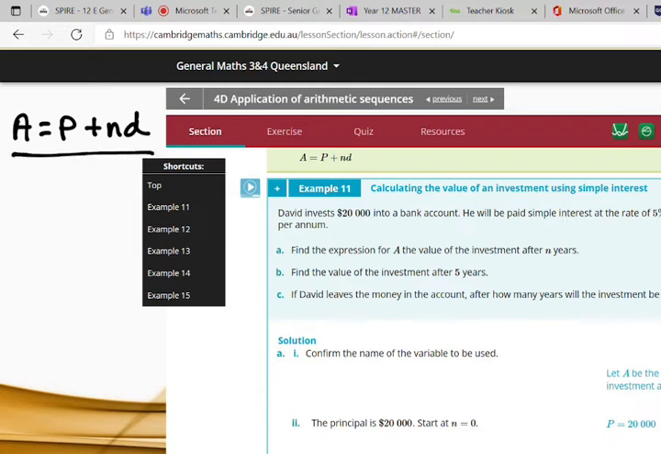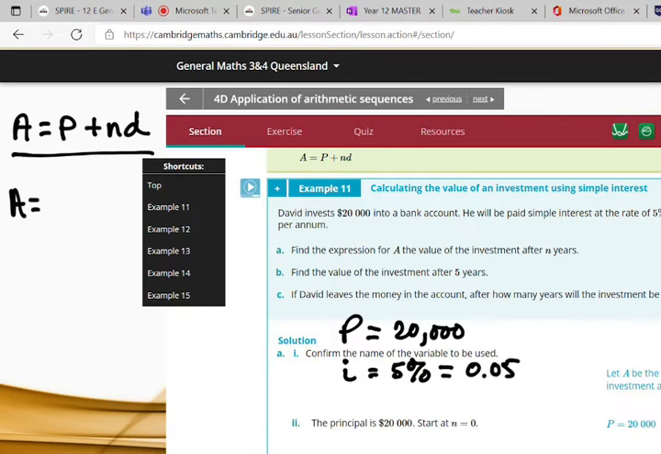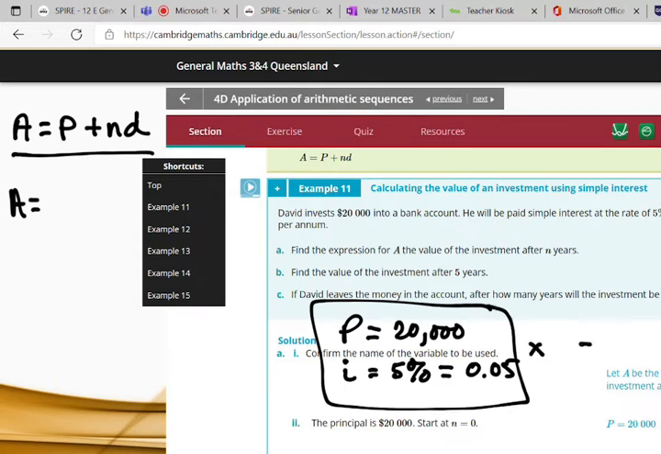So if A is the amount of the investment, then P is the principal, N is the number of years, and D is the amount of interest that he's going to earn. So we don't know how much he's earning, but we do know that the principal, in this case the amount that he's depositing, is $20,000. And we know the interest rate is 5%, and 5% as a decimal is 0.05. And if we know these two values, we just multiply them to get our D.